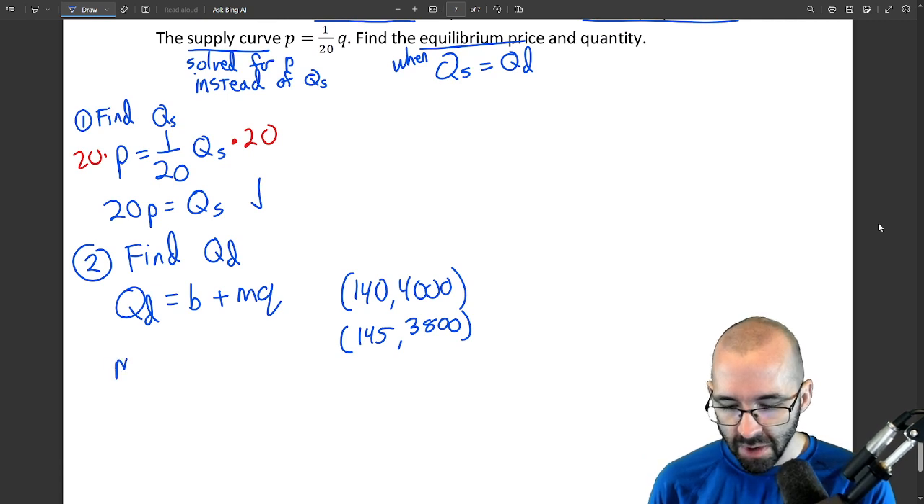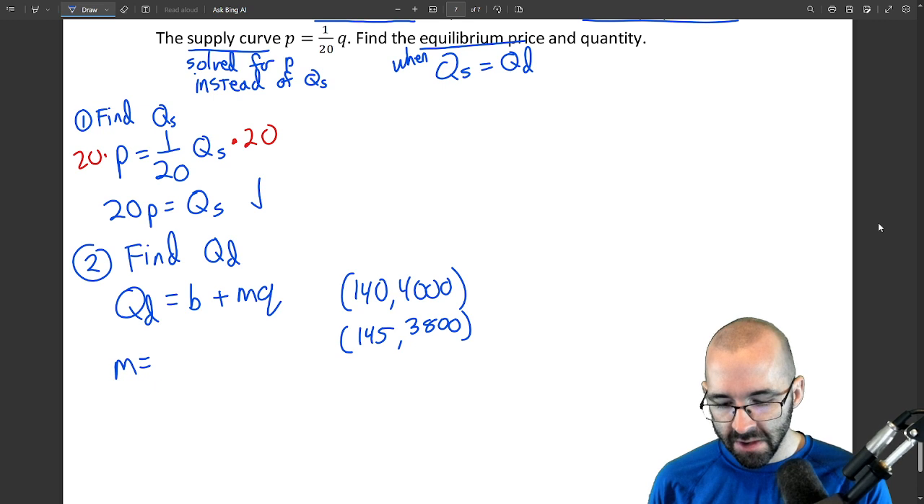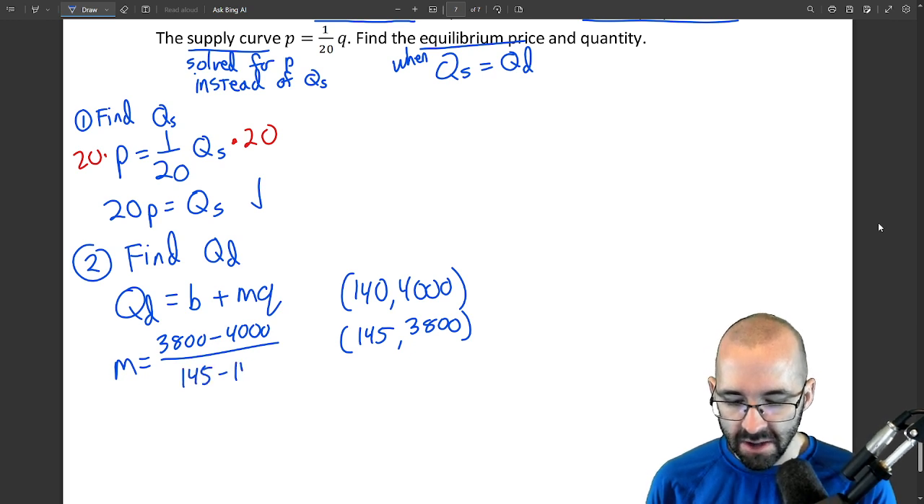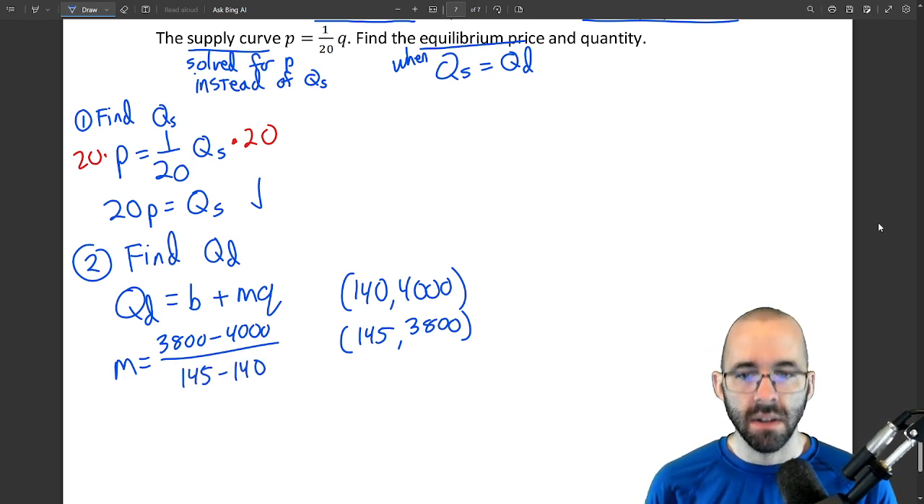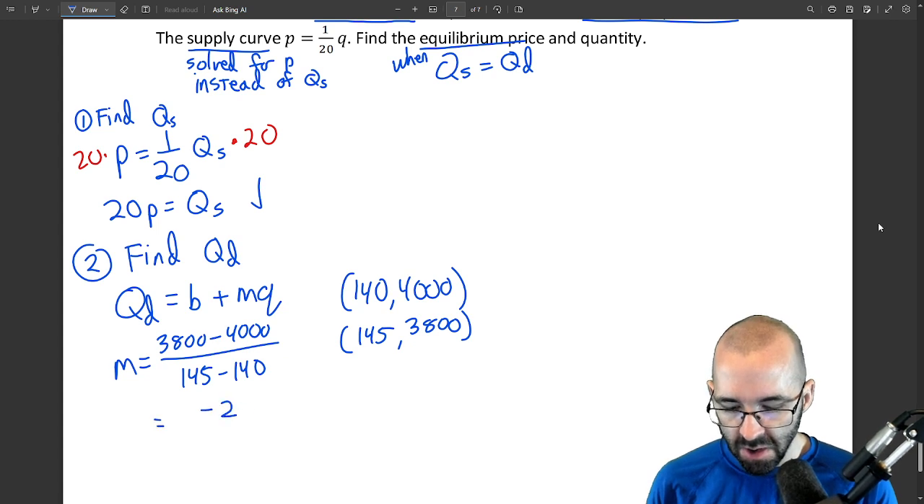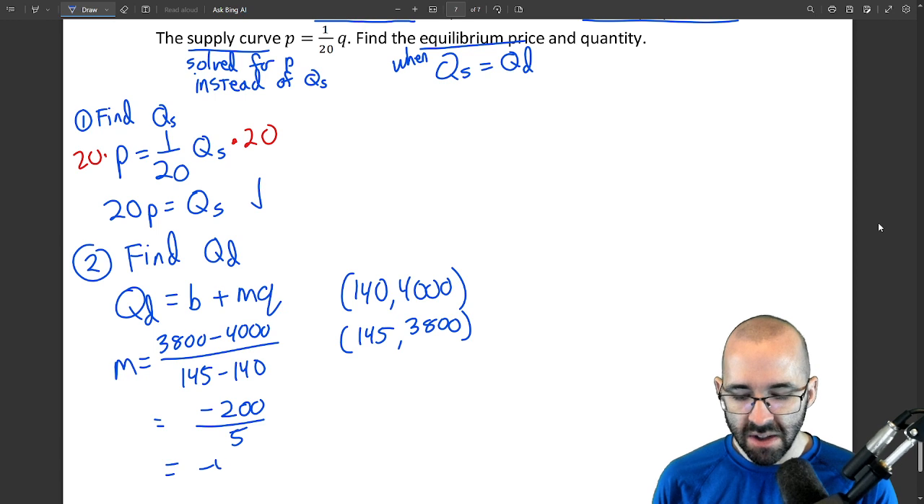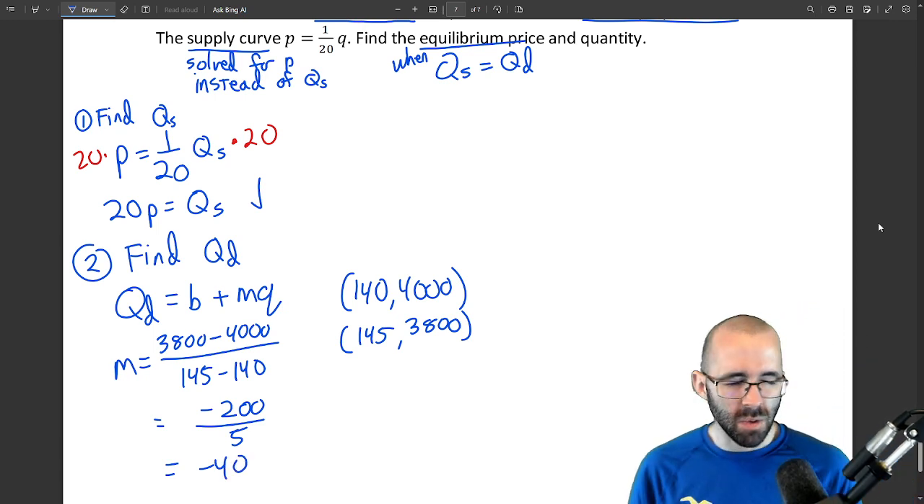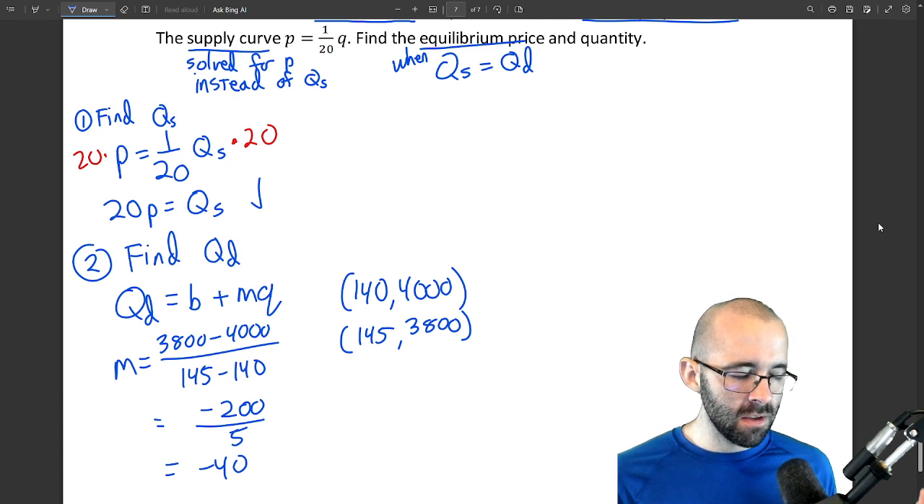So our slope for our demand is just going to be the change in the outputs, second minus first, over the change in the inputs, second minus first. Well, that top is negative 200. The bottom is 5. And that's another way of seeing where that negative 40 comes from. Negative number. Ooh, negative numbers make me uncomfortable.